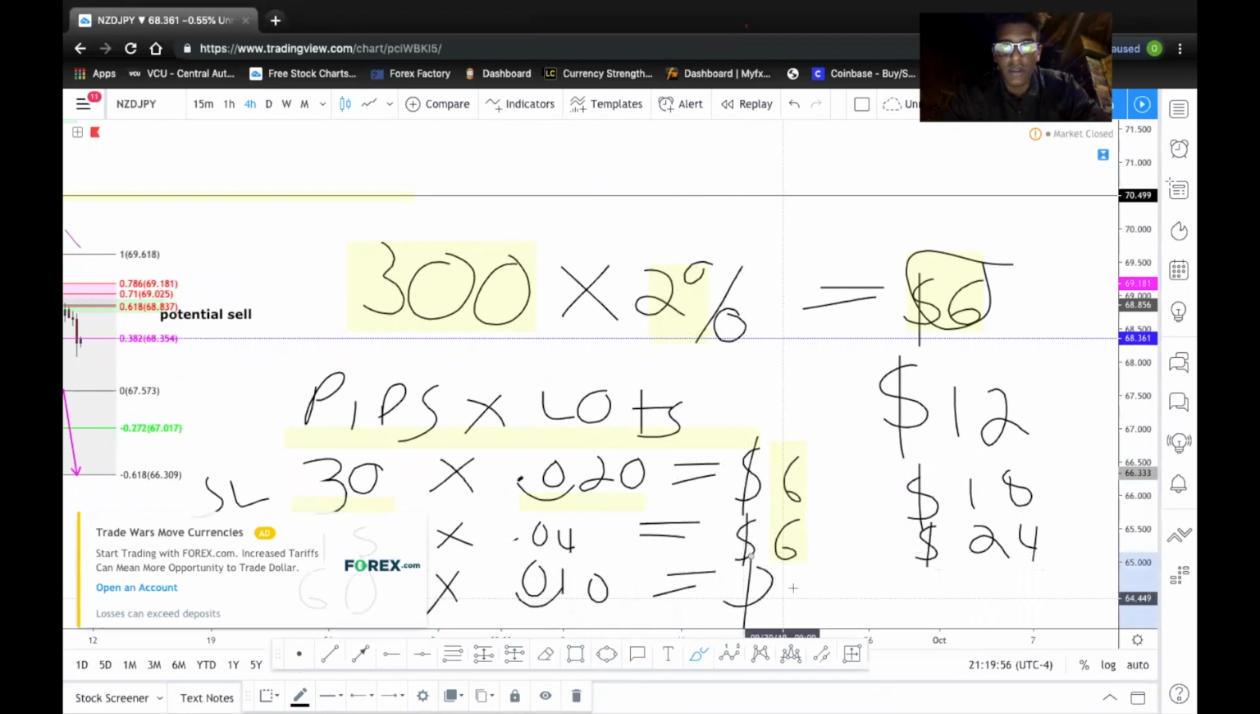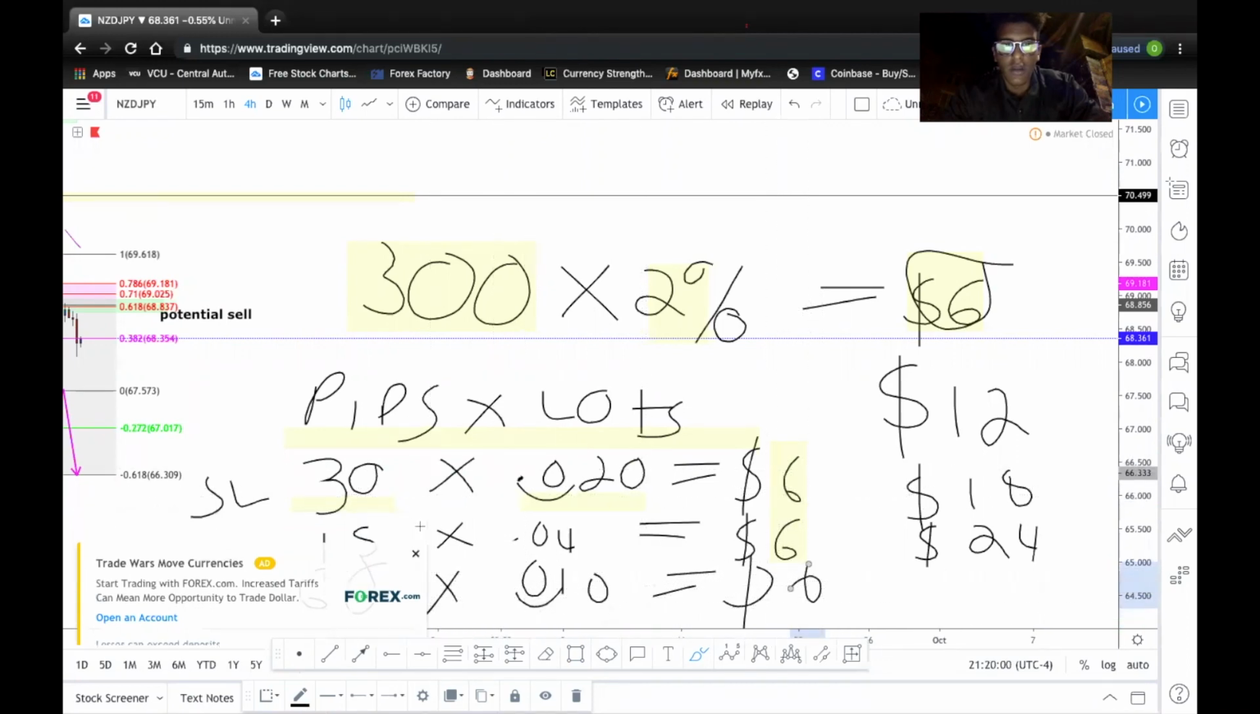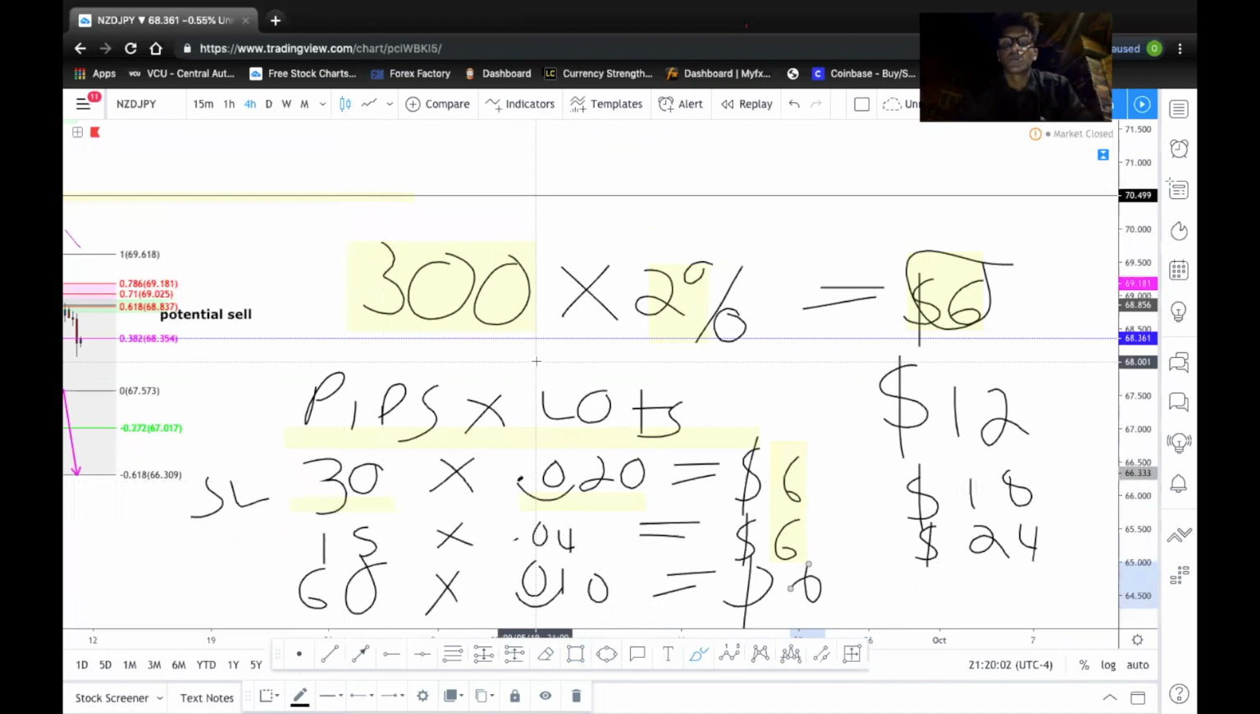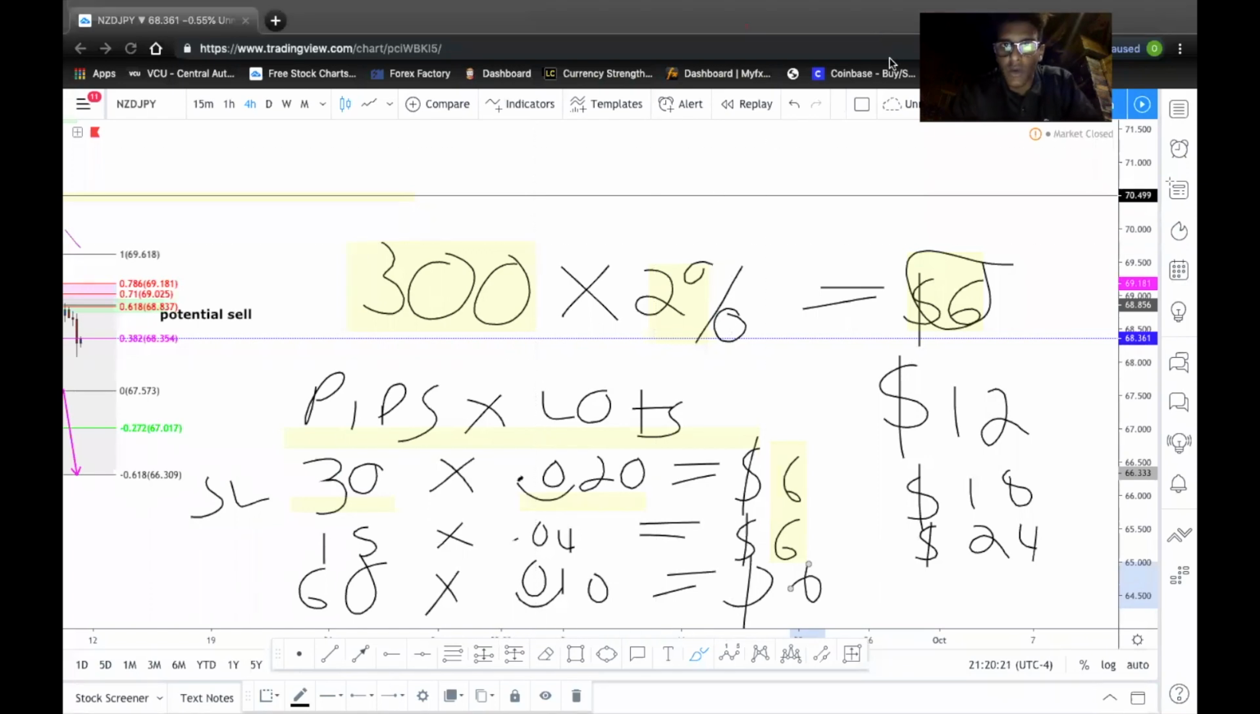So you can see there's multiple ways to calculate your risk. Just keep that in mind. And this is very important, because the best way to gain profits is by not losing profit. So you should know every time this trade gets to $6, there's no reason for me to be in it any longer. Other than that, if you have any questions, awesome.